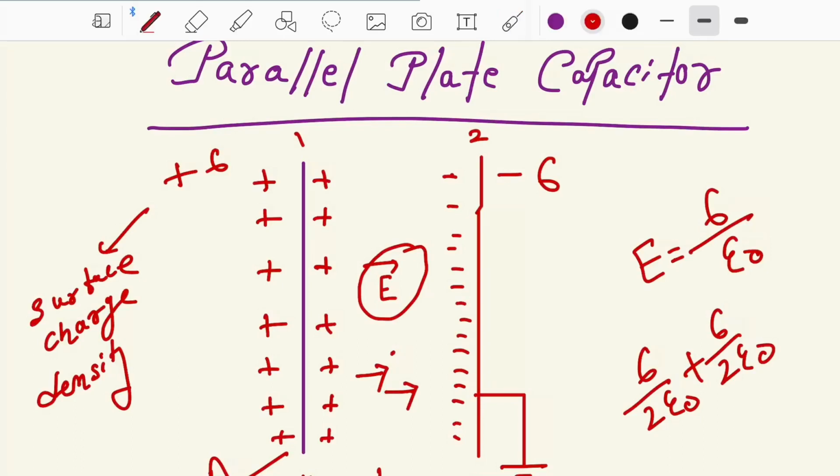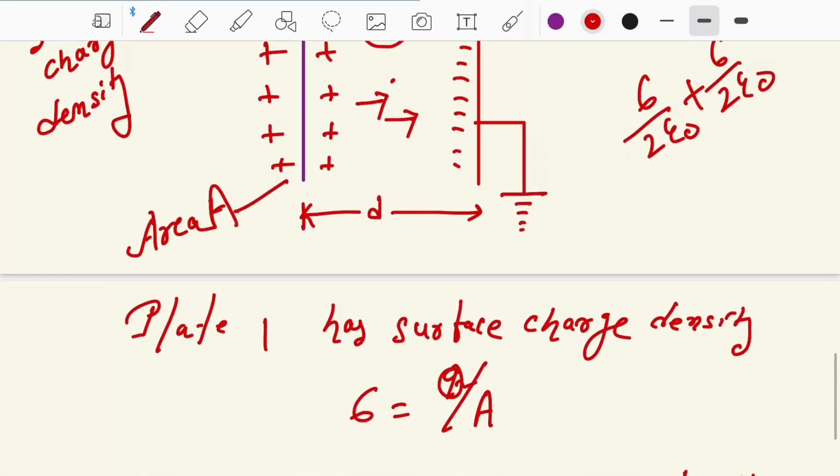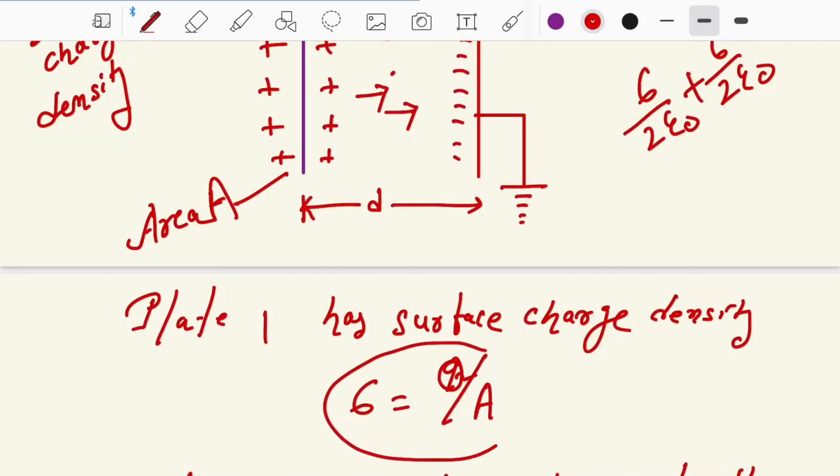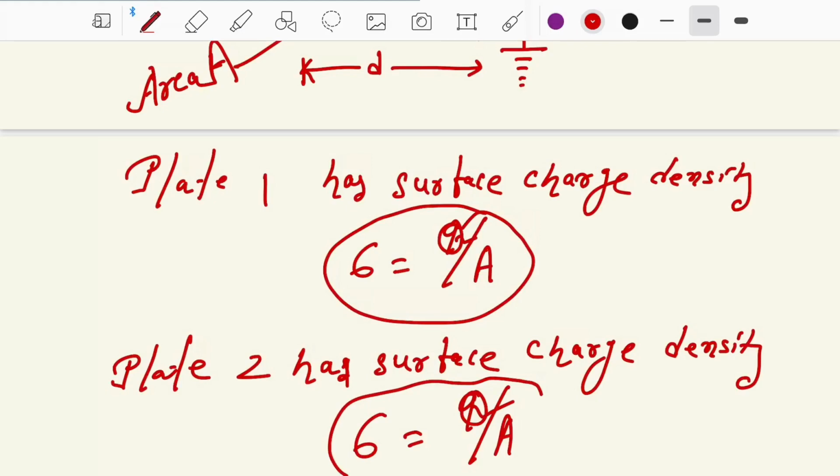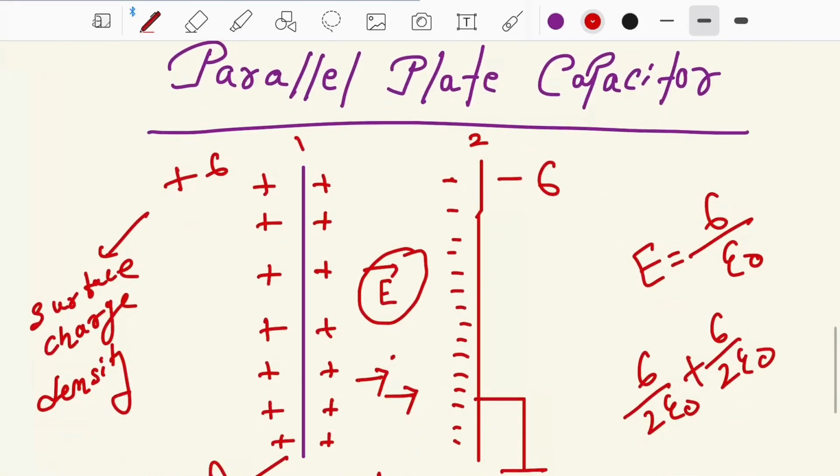You know how we write sigma: Q by A for the first surface, and similarly for the second surface. Again, if you consider the magnitude, then it is Q by A. Although it is a negative charge, if you consider the magnitude, that is Q by A.